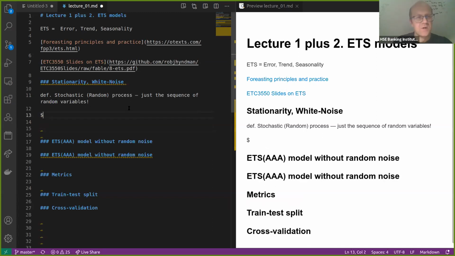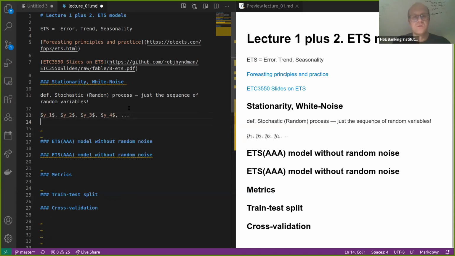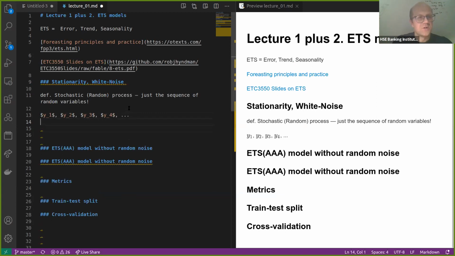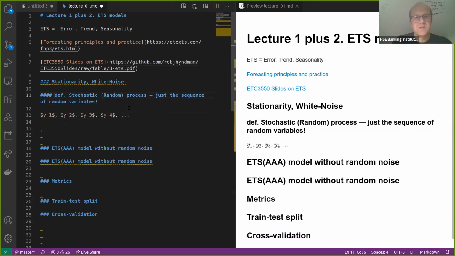So if you have a sequence y1, y2, normally the time index may start from minus infinity, or we may start from 0, or we may start from 1. It doesn't matter. So we have yt for something. So just a sequence of random variables, nothing more. They may be dependent.